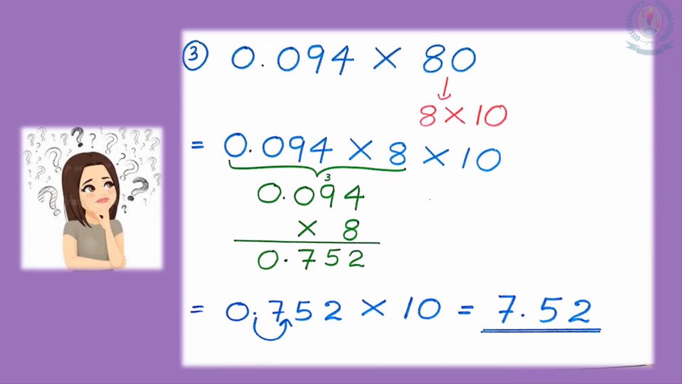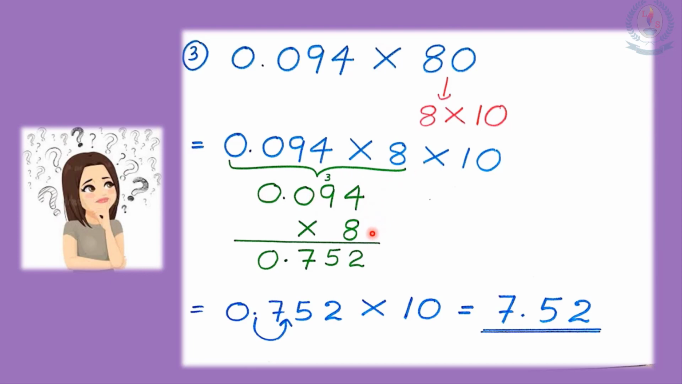Third example, 0.094 times 80. Here I have separated this 80 into 8 times 10. So first we have to multiply 0.094 by 8, and then after finding that multiplication answer we have to multiply it by 10. Right, then we have to multiply here 0.094 times 8.